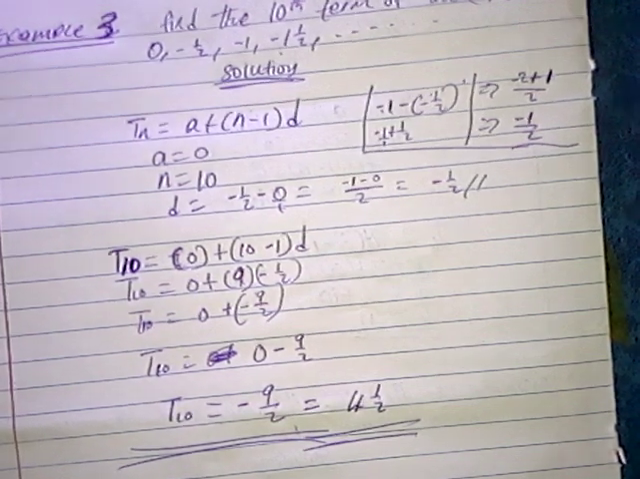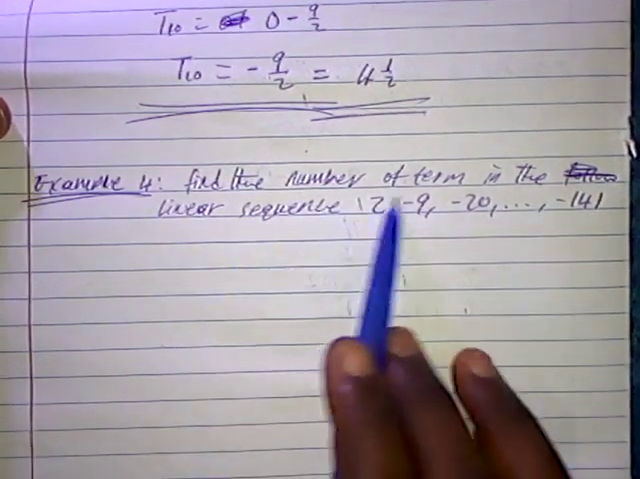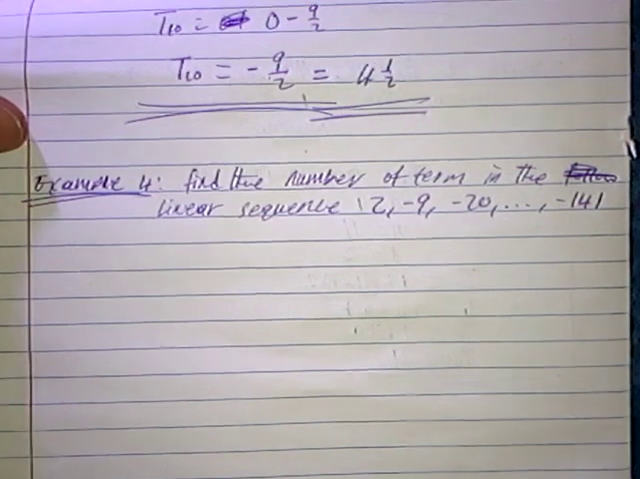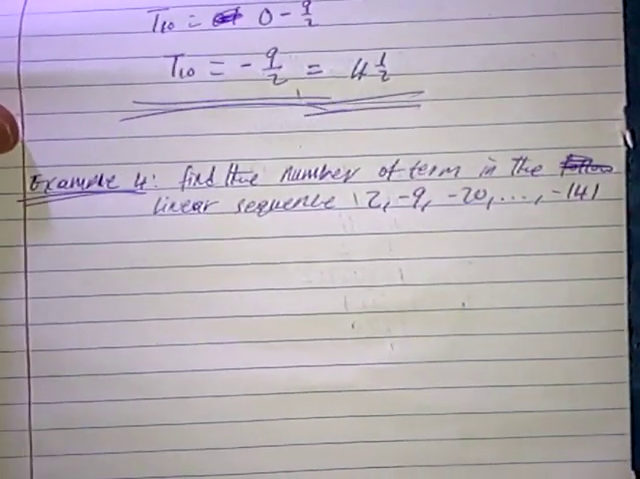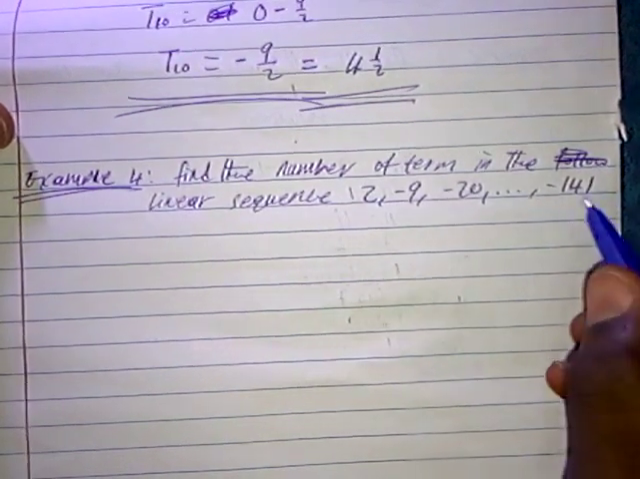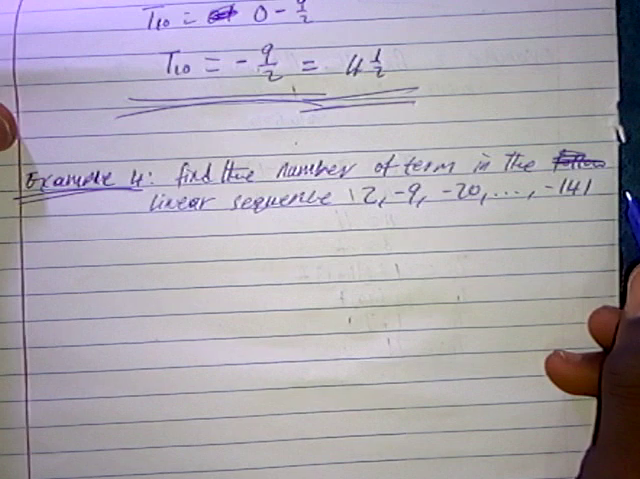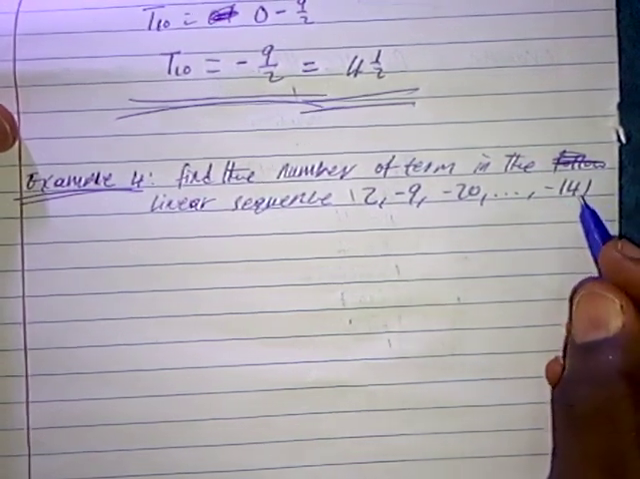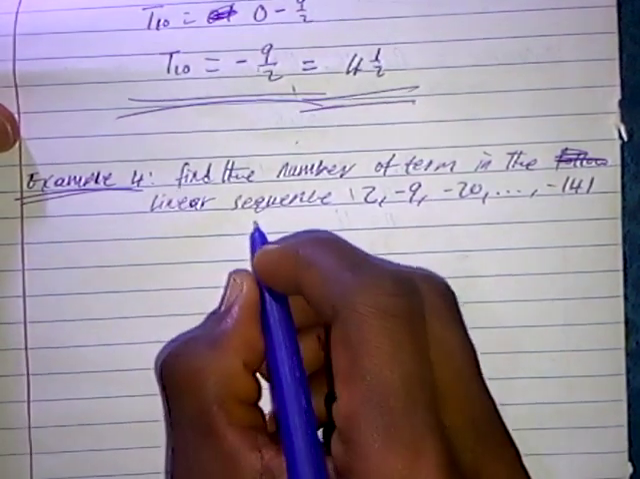Right? Now we move to example 4. It says, find the number of terms in the linear sequence. What did I tell you? Always when you see a linear sequence, look first at the ending. Because it's straight at the ending, 141. After the 141, do you see any dots there? No. That means 141 is the last term. That should tell you that you are supposed to use the second formula. We say solution.